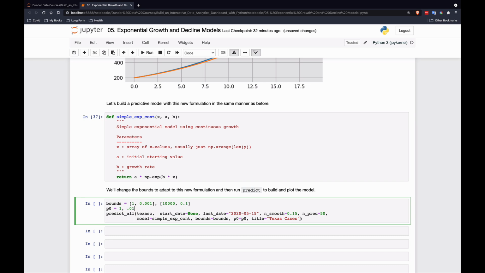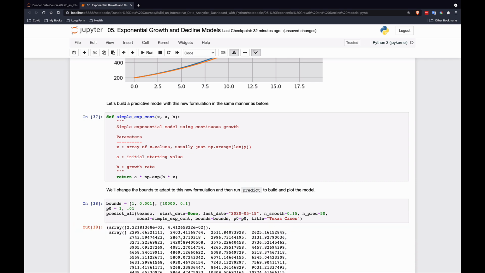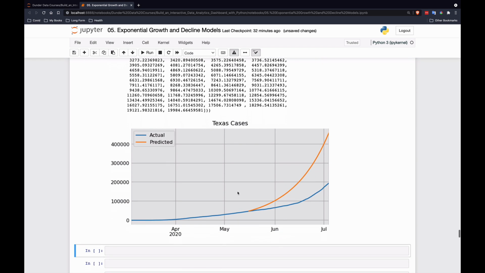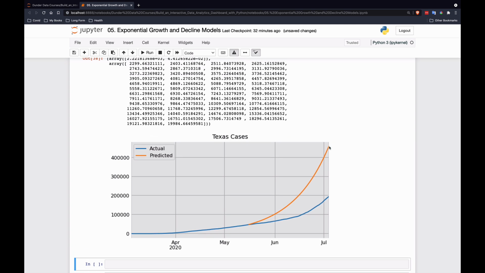So remember, we just give it all of this we talked about in the last video. We just changed our model. Of course, we have slightly different bounds and a slightly different initial guess. And then let's look at the graph. So it produces a graph and returns two things. Let's look at the graph first. So the blue is actual, the orange is our model. Doesn't model it particularly well, but that's what we got.